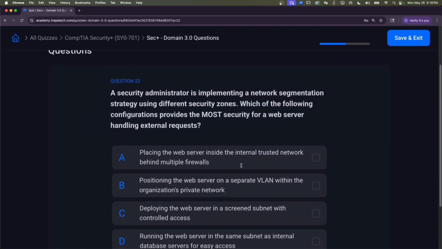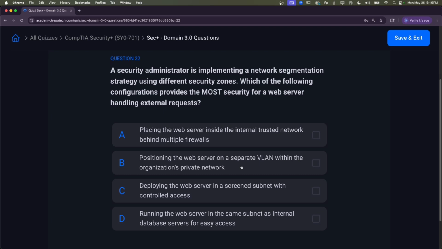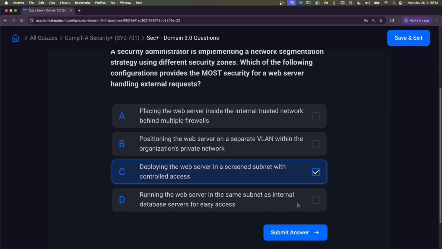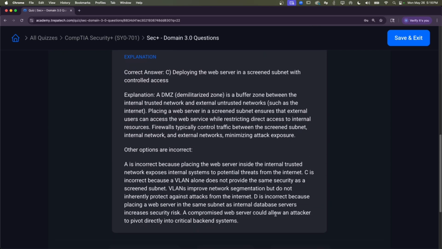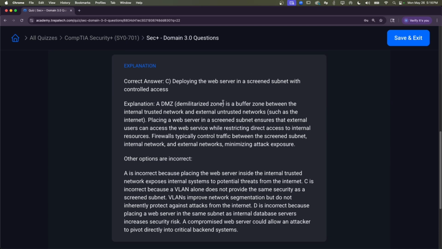Question 22. A security administrator is implementing a network segmentation strategy using different security zones. Which of the following configurations provides the most security for a web server handling external requests? So we're going to go with C here, putting that web server in a screened subnet, and that screened subnet can have additional monitoring, but can also talk to both the internal and external network. It used to be called a DMZ. Pause the video if you'd like to read the explanation.